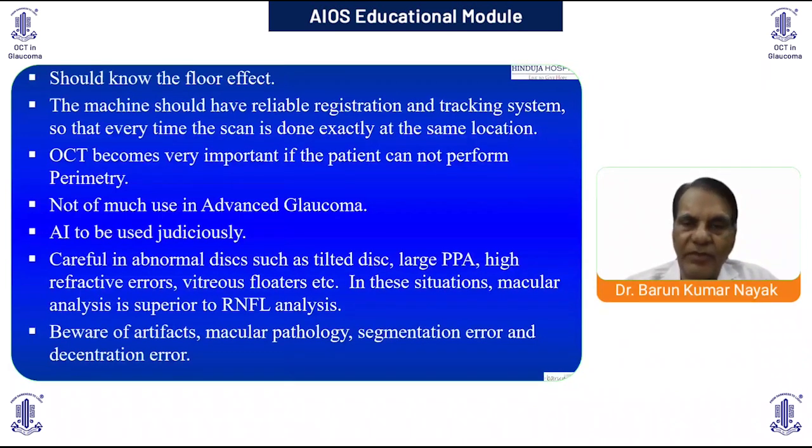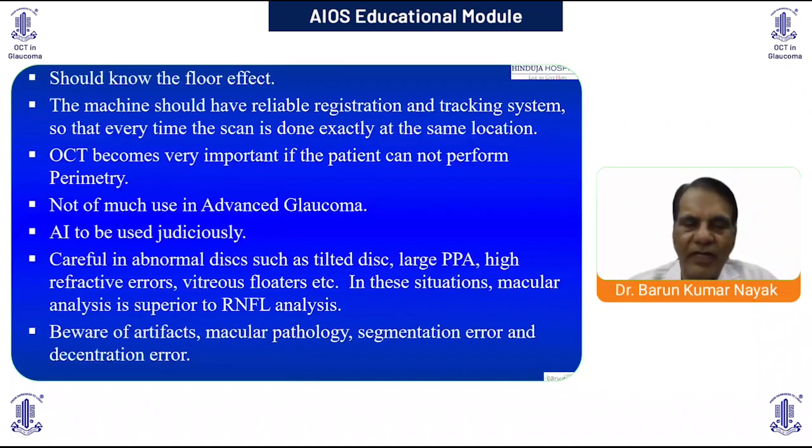OCT becomes very important if the patient cannot perform perimetry, because this is an objective test, whereas perimetry is a subjective test. OCT is not of much use in advanced glaucoma. Artificial intelligence should be used judiciously, because we often consider that whatever the machine tells us based on artificial intelligence is sacrosanct. It's not. We should be careful in abnormal discs such as tilted disc, large parapapillary atrophy, high refractive errors, vitreous floaters, etc. In these situations, macular analysis is superior to retinal nerve fiber layer analysis around the disc.